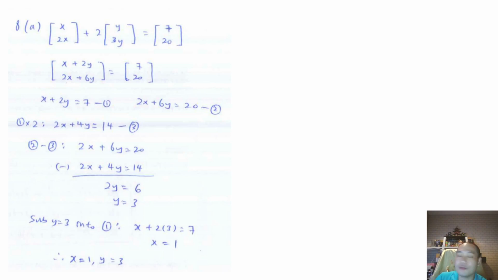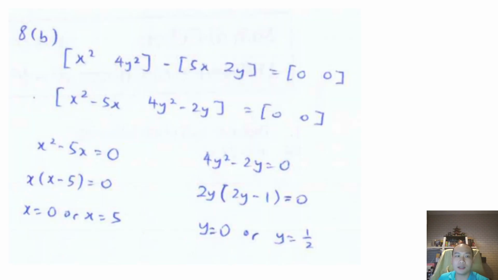One final practice for this assignment is this one. Over here, we throw in some quadratics just to have some fun. Again, quick check: this is a 1 row by 2 column, 1 row by 2 column, 1 row by 2 column. It works. So over here, x squared will be subtracting 5x to form the first value. 4y squared minus 2y will form the second value.